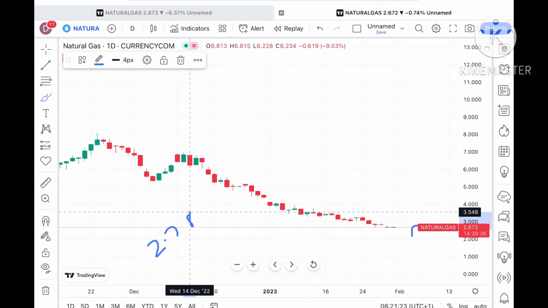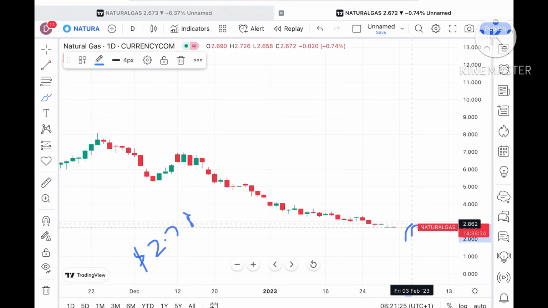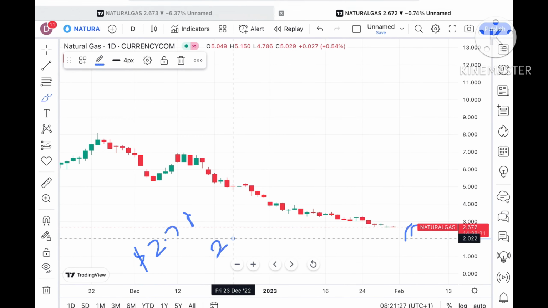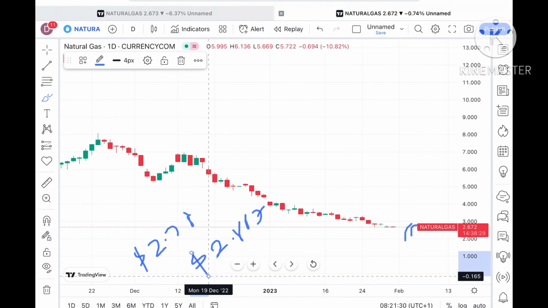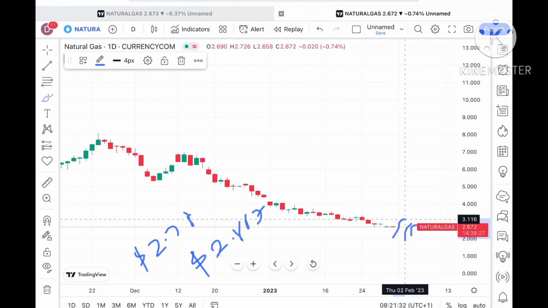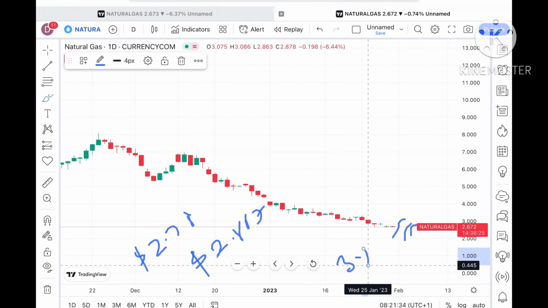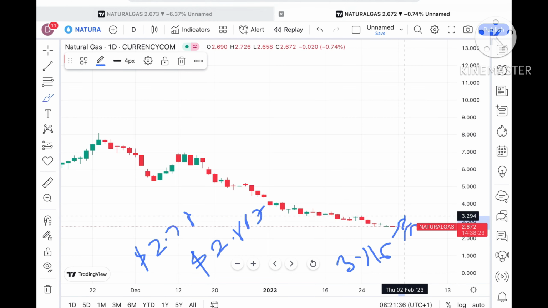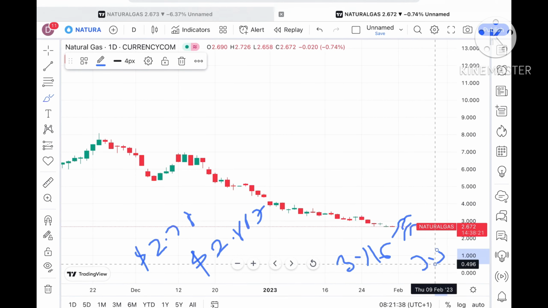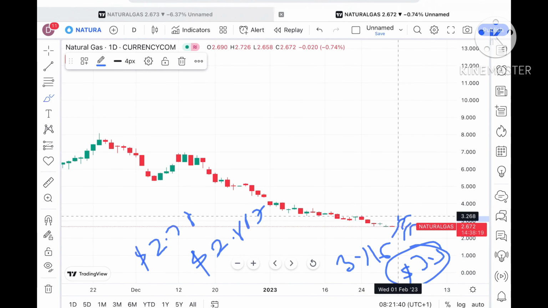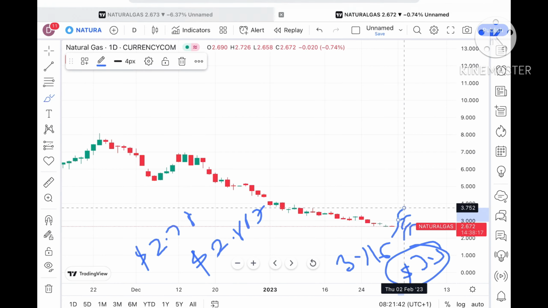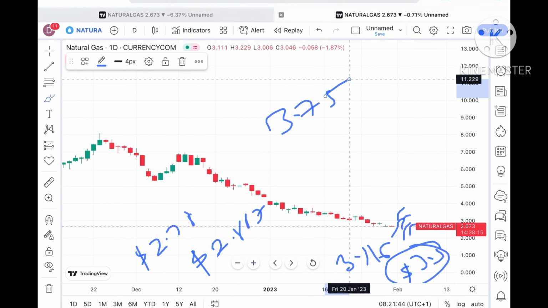If it sustains, then we can see it can go towards a level of $2.78, and from there towards $2.887. Suppose if the price moves above that zone, we can see a level of $3.116, and from there it can cross a level of around $3.3. This $3.3 is a weak resistance, so chances are very high we can see a level of $3.75.